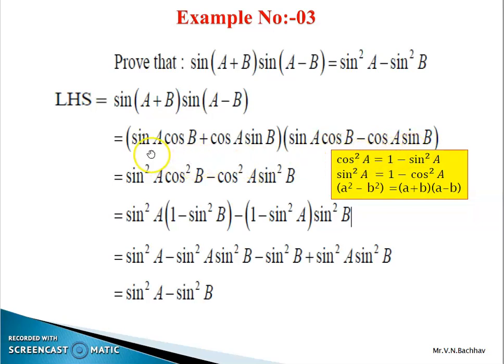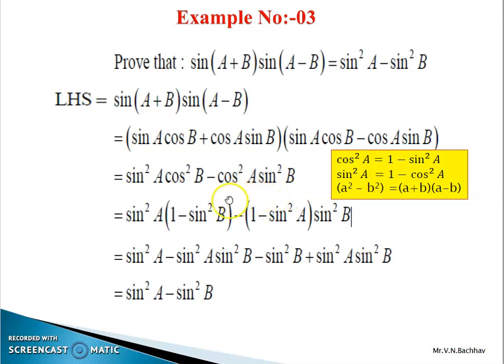If you observe here, first term of first bracket and first term of second bracket both are same. Similarly second term of first bracket and second term of second bracket are same. So we use here A plus B into A minus B formula. A plus B into A minus B is equal to A square minus B square. That means sin square A into cos square B minus cos square A into sin square B.